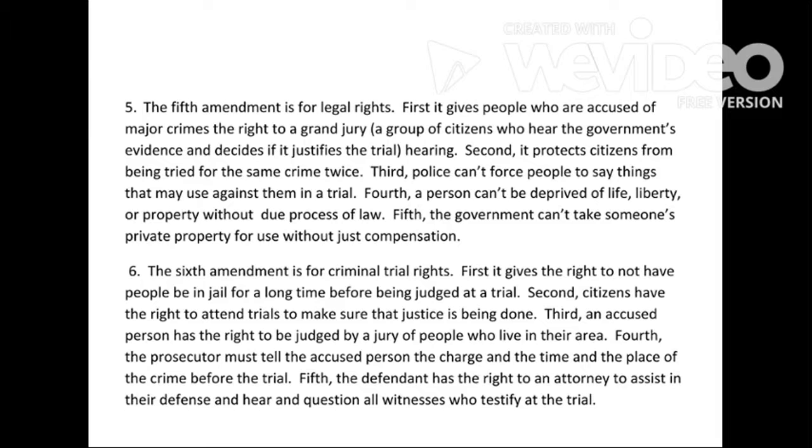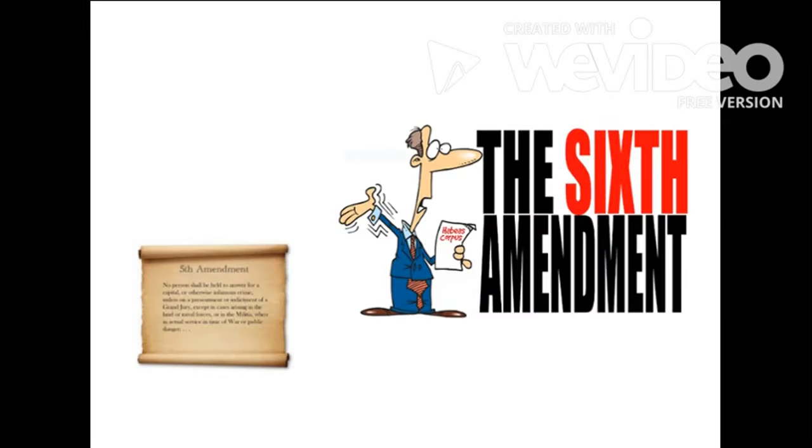The Sixth Amendment is for criminal trial rights. First, it gives the right to not be kept in jail for a long time before being judged at a trial. Second, citizens have the right to attend trials to make sure that justice is being done. Third, an accused person has the right to be judged by a jury of people who live in their area. Fourth, the prosecutor must tell the accused person the charge and the time and place of the crime before the trial. Fifth, the defendant has the right to an attorney to assist their defense and to hear and question all witnesses who testify at the trial.